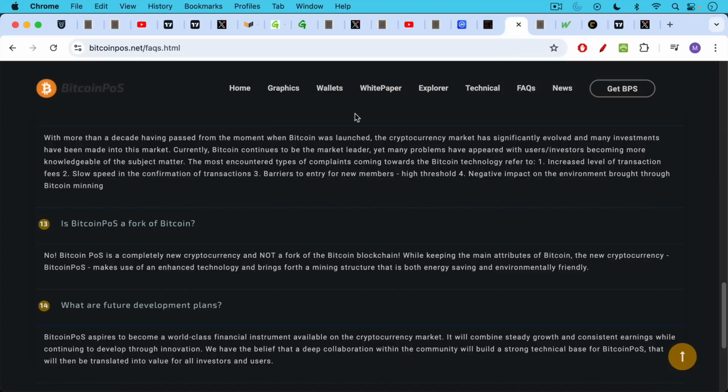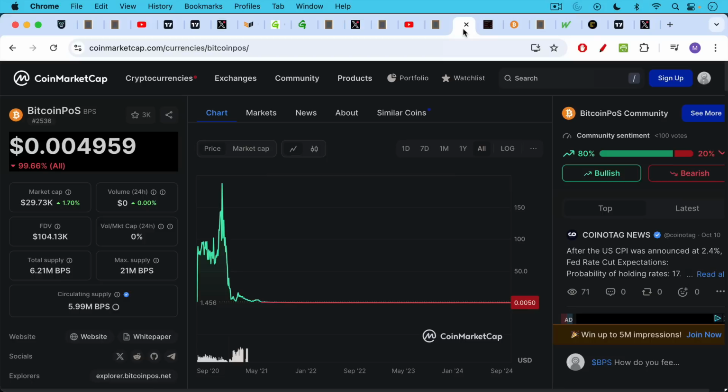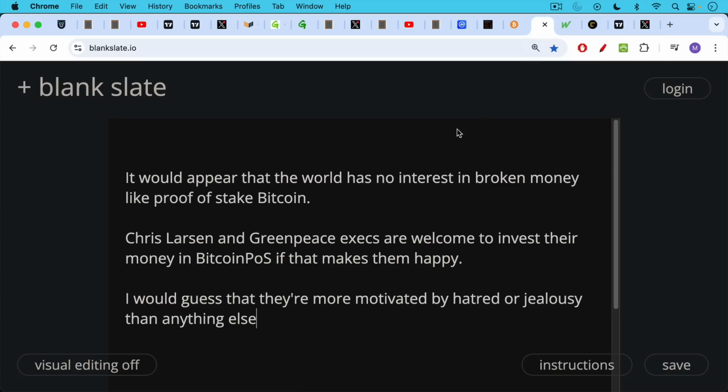As it turns out, BitcoinPoS is not a fork of Bitcoin. It was done independently, and it was just sort of launched in the middle of 2020. What are future development plans? BitcoinPoS aspires to become a world-class financial instrument available on the cryptocurrency market. It looks like that did not exactly happen. It would appear that the world has no interest in broken money like proof of stake Bitcoin.